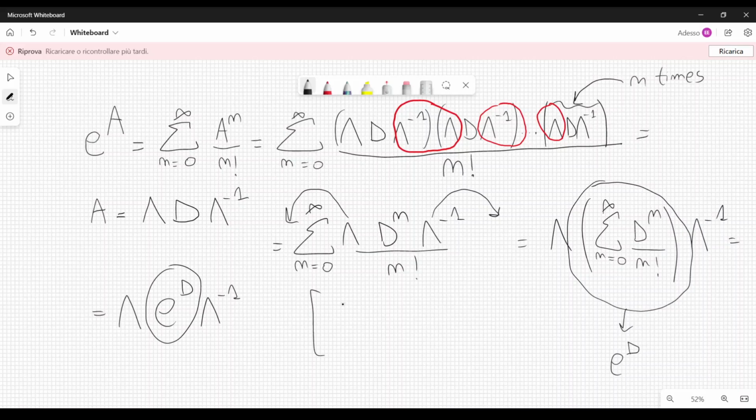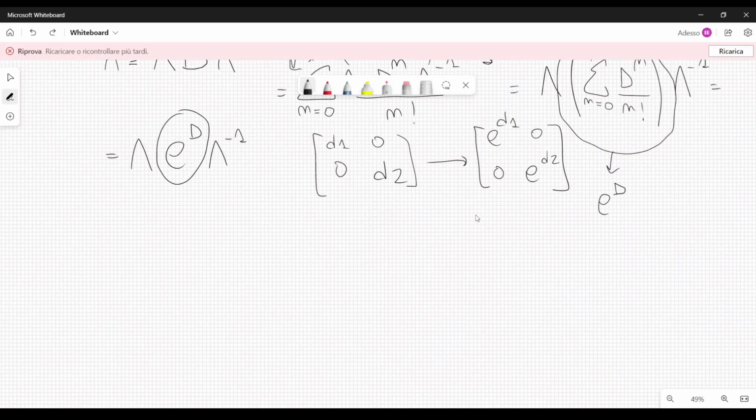So if I have, for example, a 2 by 2 matrix like this, with D1, D2 on the diagonal and 0, 0 elsewhere, if I want to calculate the exponential of this, it will be simply equal to e to the D1, e to the D2, 0, 0, like this. And then I will multiply by two matrices, lambda and lambda inverse. So in principle, this is very easy to do if we diagonalize our matrix, instead of using this formula here, because in principle I have infinite products to calculate, so that's not feasible. But let's consider an example. So we will apply these concepts to one example.